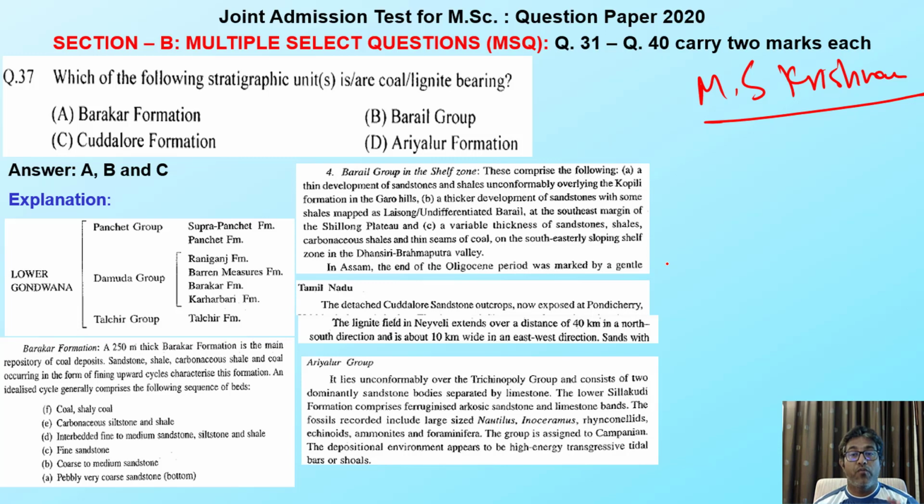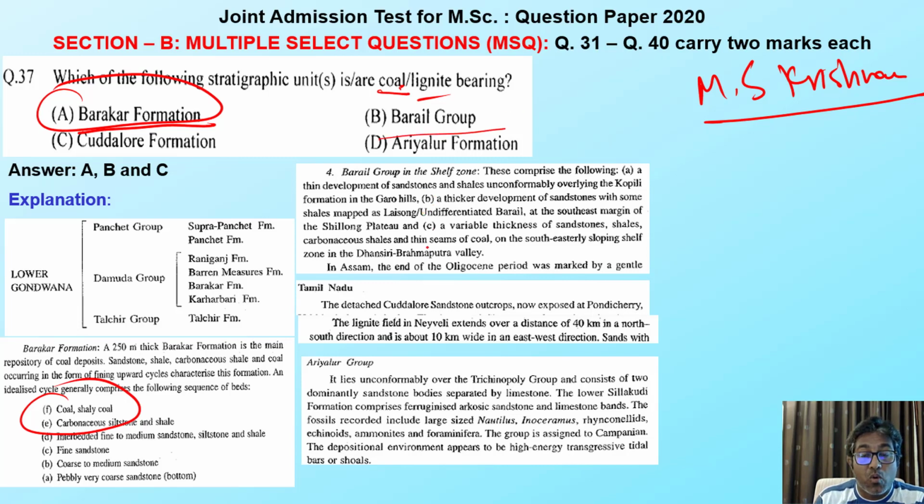What you have to do is go through the questions and identify the particular topic which needs to be studied, or which needs to be read first. Now, Barakar formation, everybody knows that Barakar formation is famous for coal, so there's nothing more we can say about this one. Barakar formation: coal and shale. Here you have to identify that we need to check the formation which has either coal or lignite. If it has lignite also, then it is also an option for us.